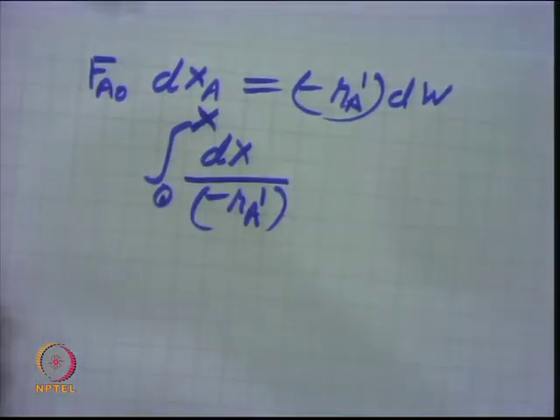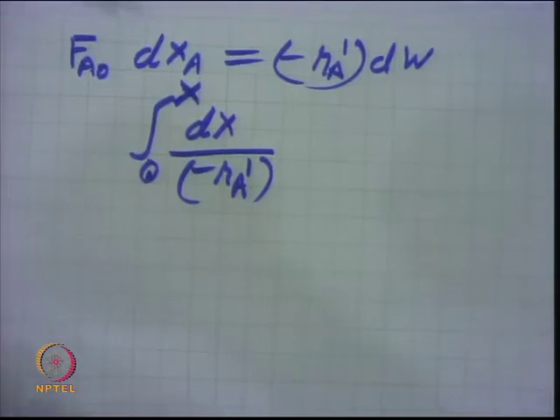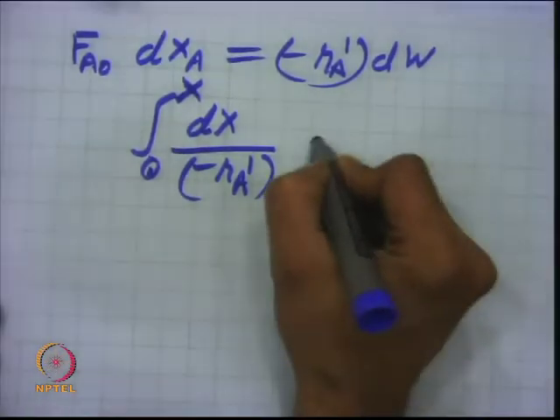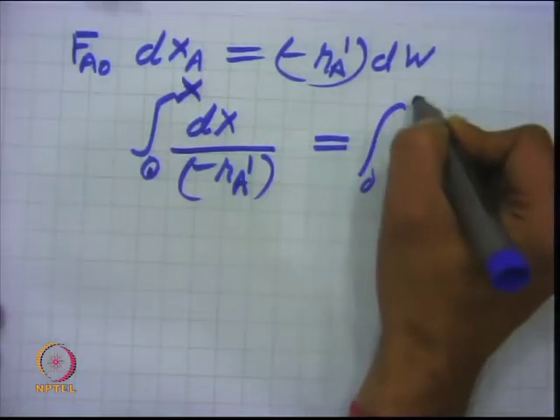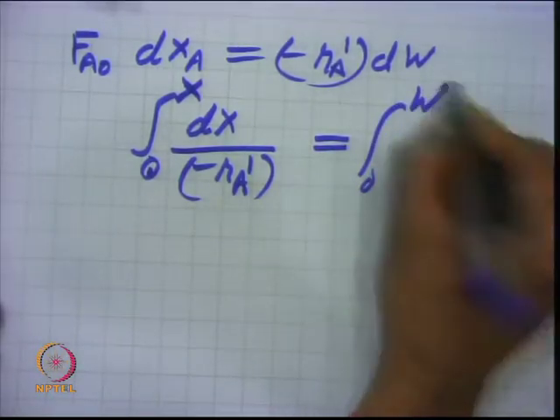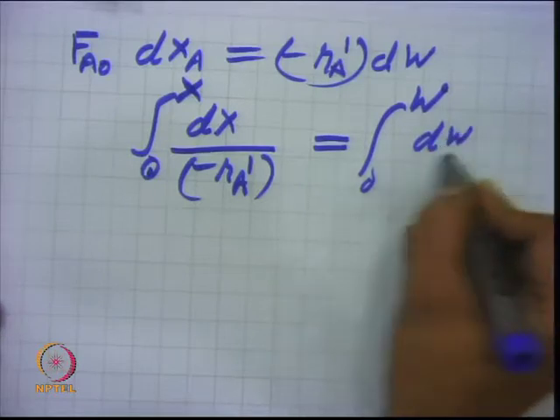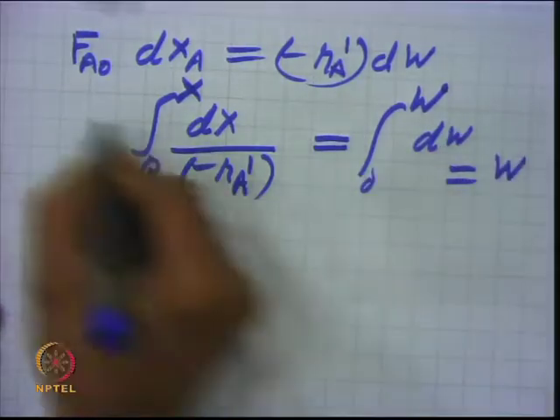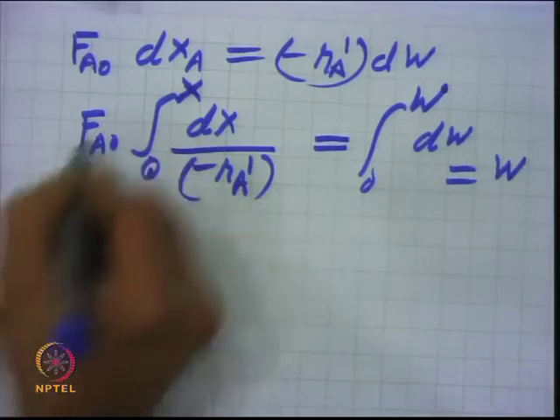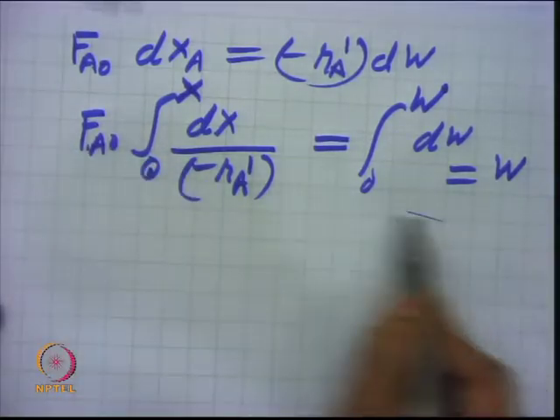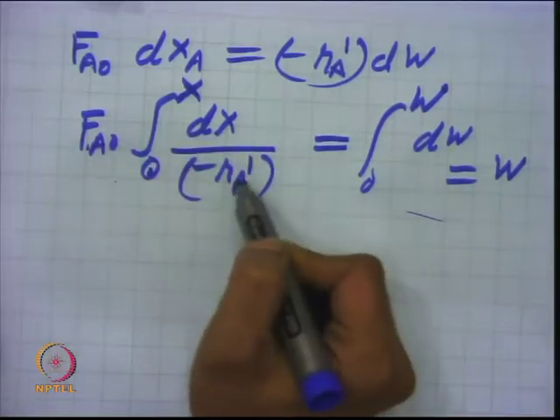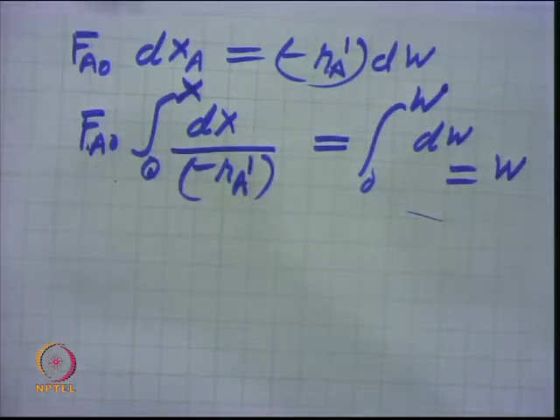So, R A dash is your rate of disappearance, which will be a function of conversion, or concentration, is equal to 0 to W, the total mass of the catalyst dW. So, this is simply your W, and F A naught is already here. So, W by F A naught is equal to the integral from 0 to X A of dx upon minus R A. This is the overall plug flow reactor design equation, and this is the differential form which I was talking about for a differential element.